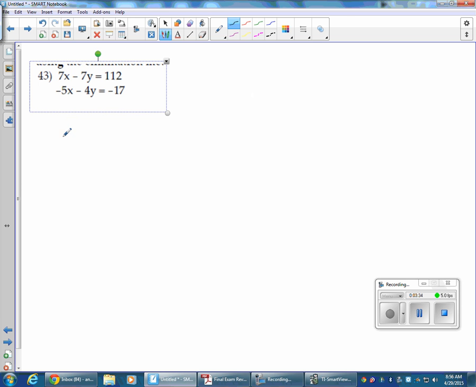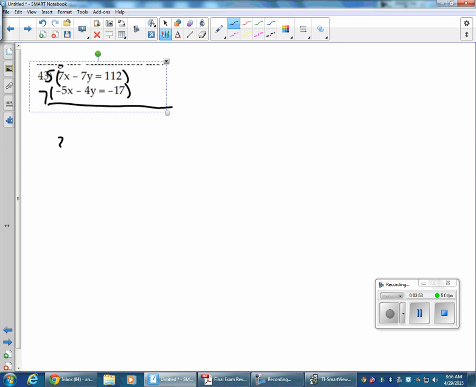So what we have to do is take these two equations and find one of the variables that cancel. We could either cancel the x's or the y's. I'm going to cancel the x's, and 7 and 5 both go into 35. So we'll do the top line times 5 and the bottom line times 7, and then one will be a positive and one will be a negative.